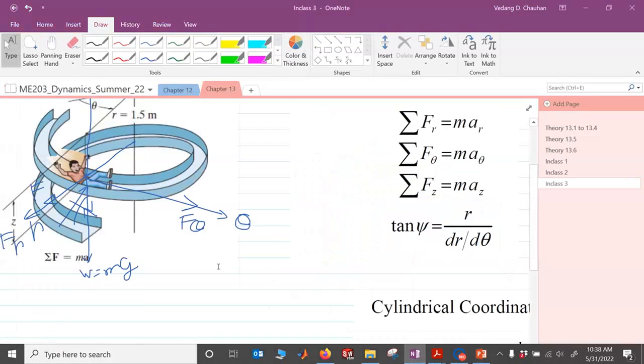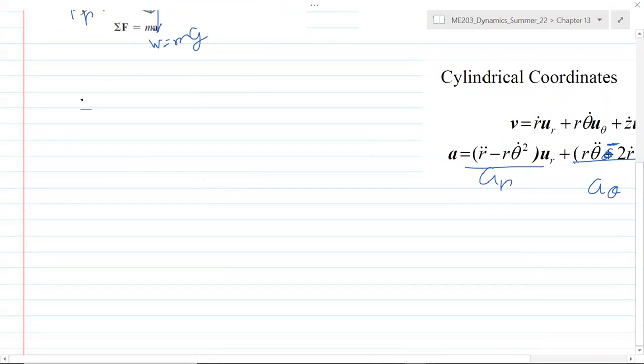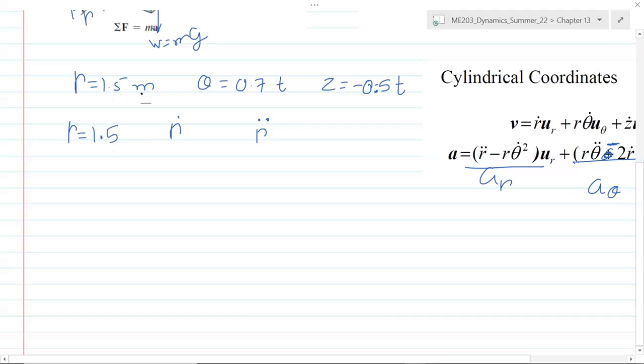So let's solve the problem. What we have been given is the radius, 1.5 meters, which is constant. We know theta, which is 0.7t, and z, which is minus 0.5t. Now, in order to calculate the different components of acceleration, we need to calculate r, r dot, r double dot. The value of r is 1.5, and that is constant. It is not a function of time, so if we take the derivative, we get 0. If we take another derivative, we get 0.